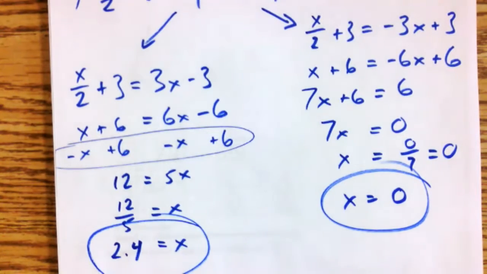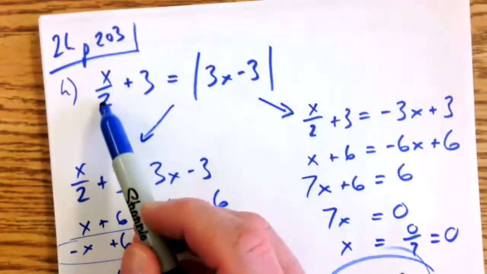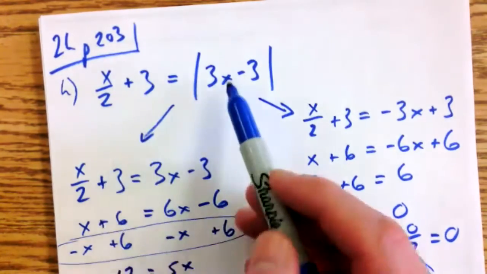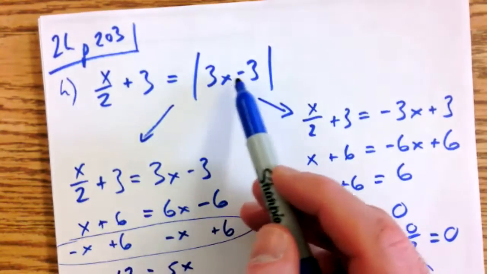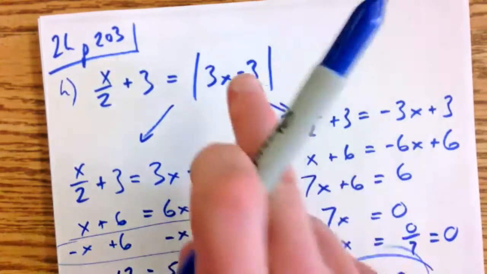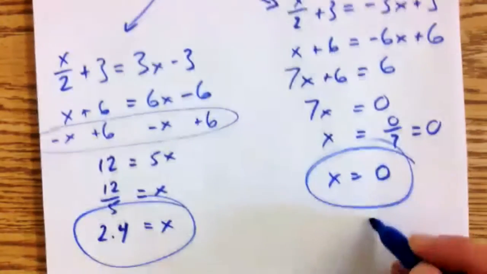And now we can try them out. Let's try this one out first because it'll be easiest. 0 divided by 2 is 0. 0 plus 3 is 3. 0 times 3 is 0 minus 3. Negative 3, absolute value, positive 3. 3 equals 3. 0 works.